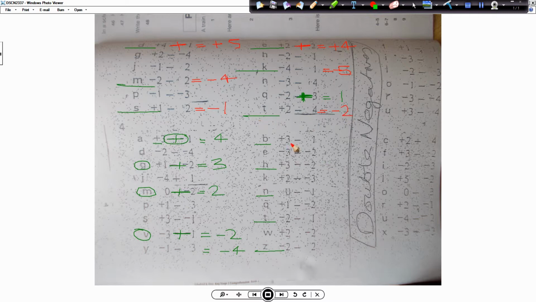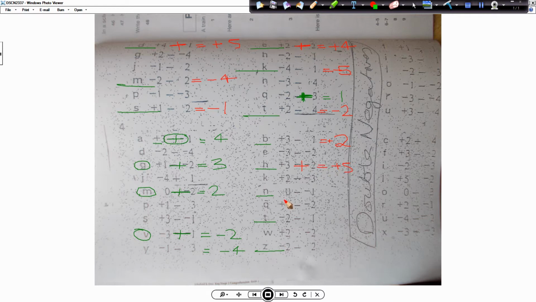Now let's look at the questions over here. Plus 3 minus 1, just 3 take away 1, which is 2, or you can write plus 2 for emphasis. Now, in question H below, what happens with these two minuses? They become a plus. That one stays as it is. So I have 3 and I have 2, so I have 5.